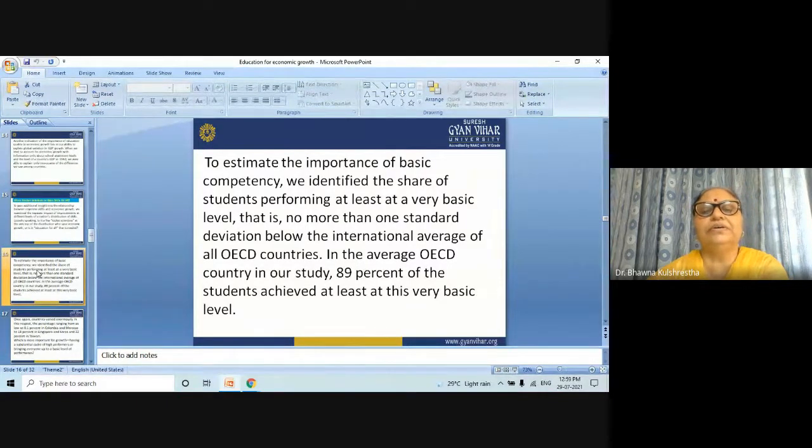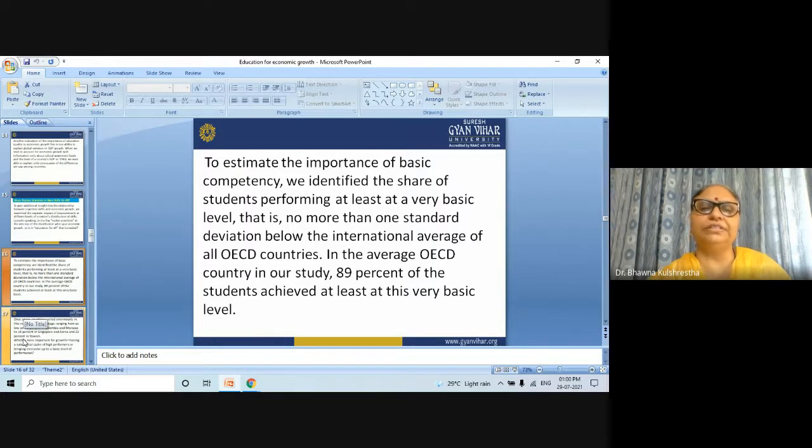These are the important basic competencies, and we see them showing the ability to develop a large share of high performing students.